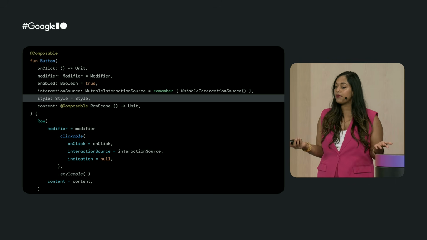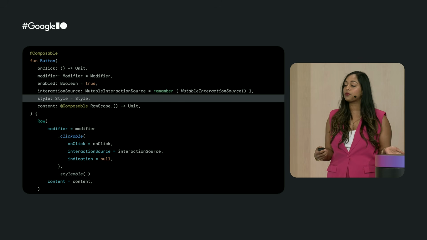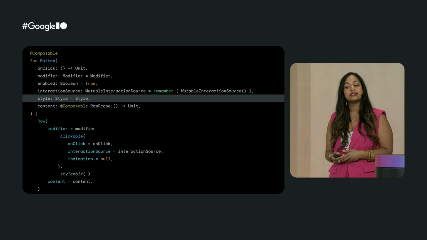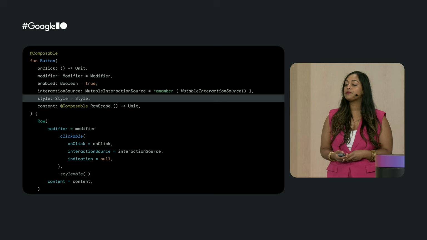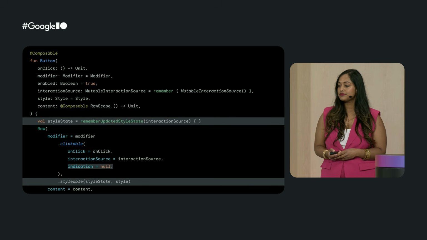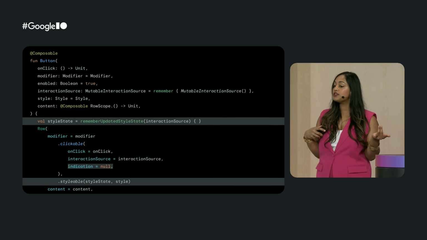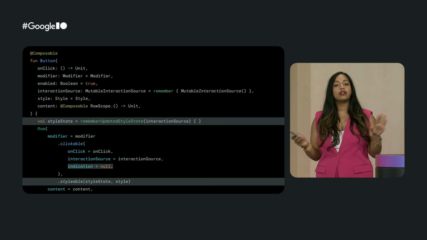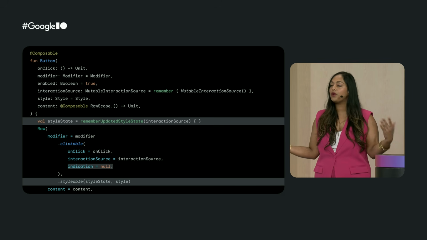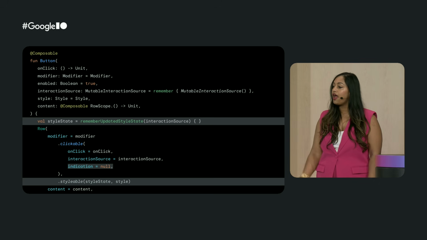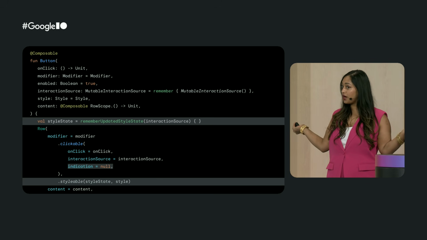And it's always recommended to provide a style parameter on design system components in the same way that you always supply a modifier. Then you'll pass in style state and the style parameter into the stylable modifier. And we're not going to get into style state right now, but we will get into it later in this talk. And now our custom button is ready to use styles.